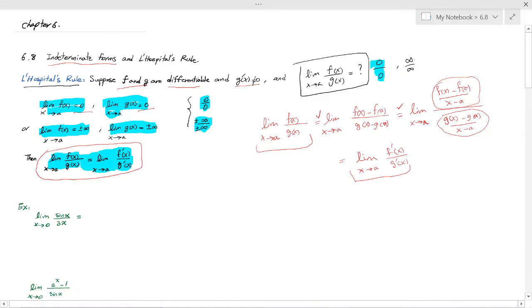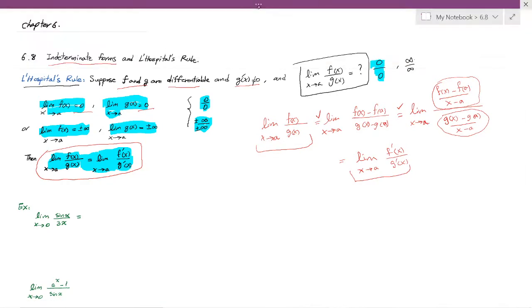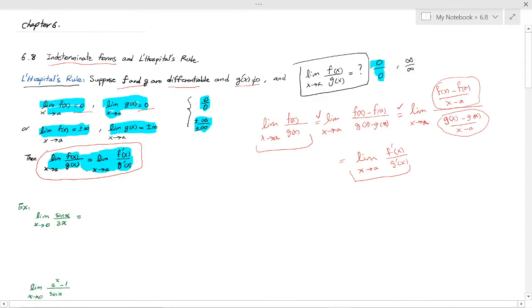The same idea can be applied to infinities, but you have to write it in terms of infinity. You have to write it as 1 divided by infinity and turn it into 0, but it's the same idea. Okay, so let's use this to calculate the following examples.